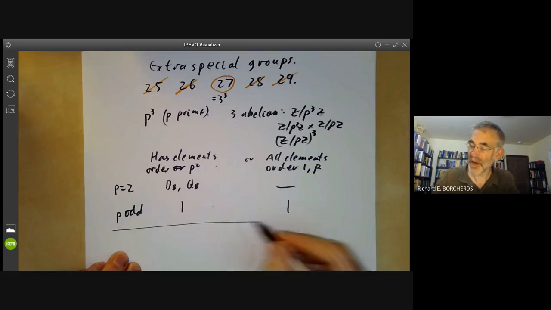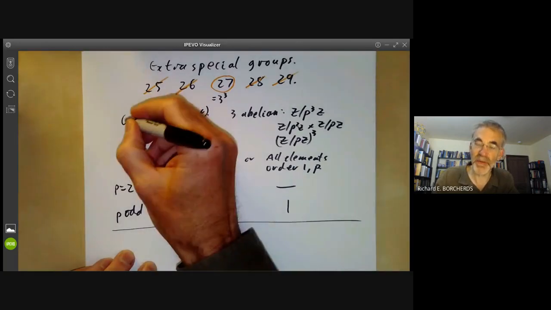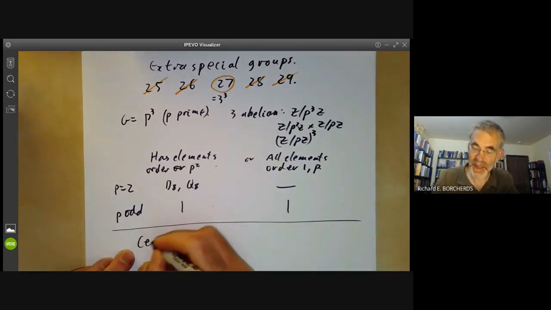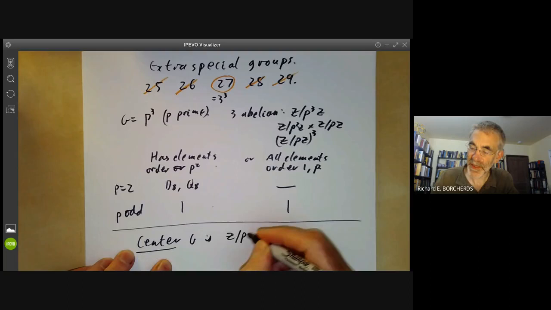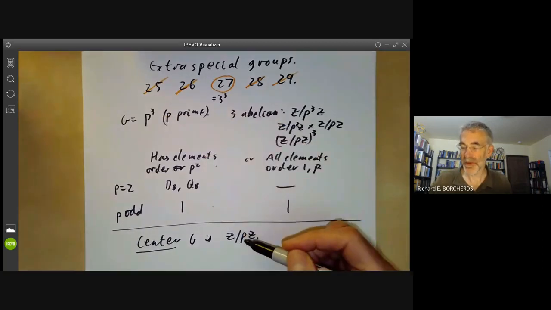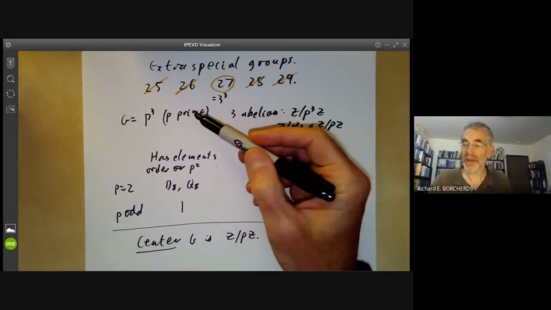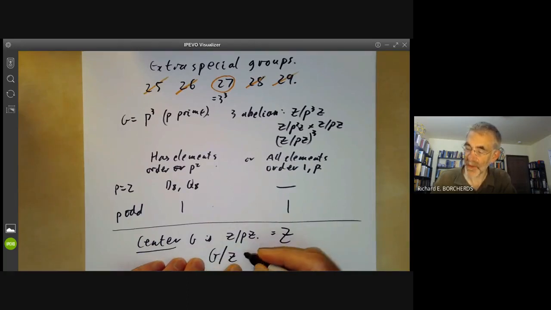In any case, we can make some easy observations about the structure of the group. If G is a group of order p cubed and is non-abelian, the center of G is of order p and must be isomorphic to Z over pZ. That's because any p group with more than one element has a non-trivial center, and the center of a non-abelian group can't have index a prime, as we saw earlier, so it must have index p squared. Let's call the center Z. Then G modulo Z must be isomorphic to Z modulo pZ squared.